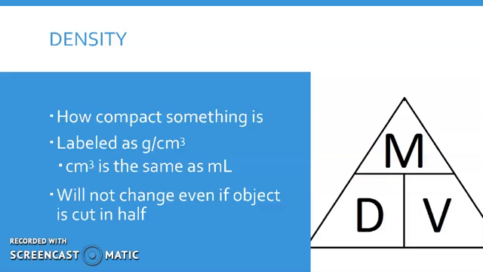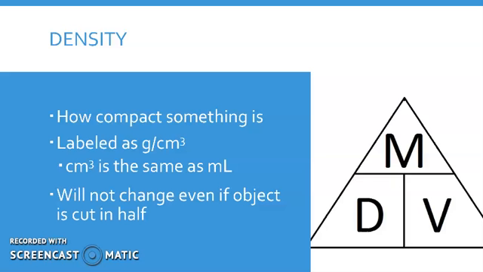Density is a comparison of the mass and volume. So if you cut the mass in half, your volume is also cut in half. If you cut your volume in half, your mass would also be cut in half because it's equal throughout the entire object. A good way to remember the density equation is density equals mass divided by volume.